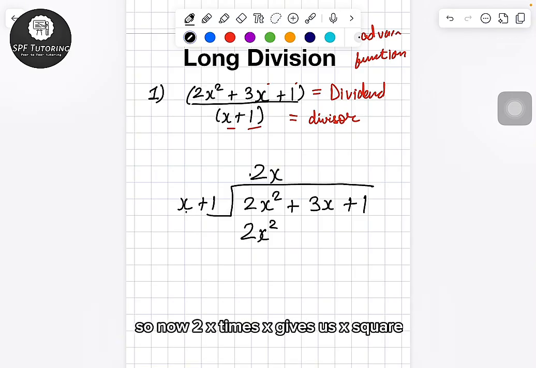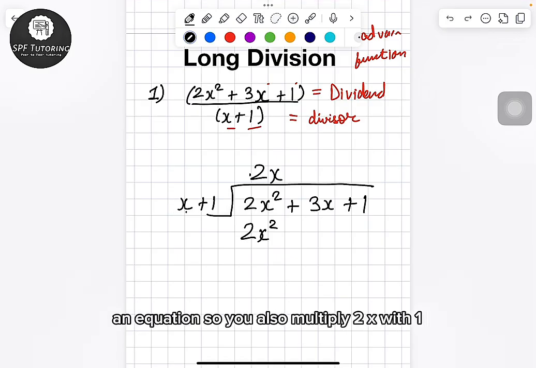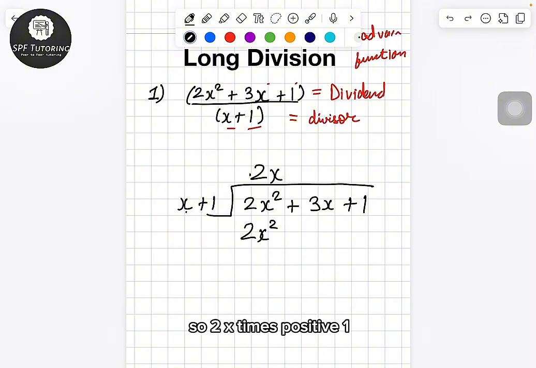Now 2x times x gives us 2x squared. But this is a whole expression, right? So you also multiply 2x with 1 as well. 2x times positive 1 is just 2x. So you do positive 2x.